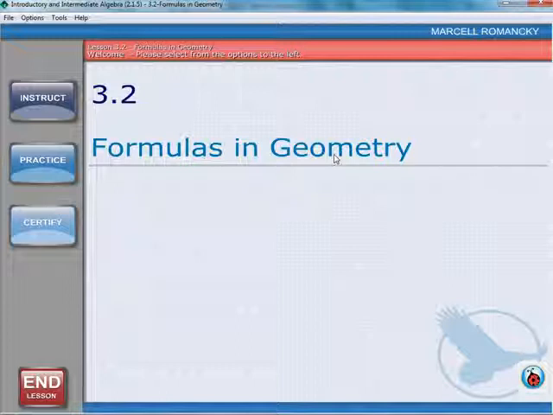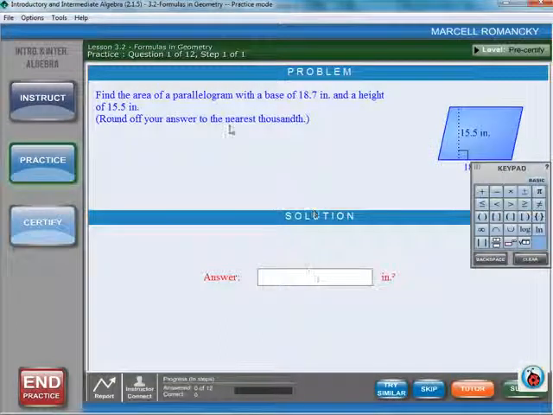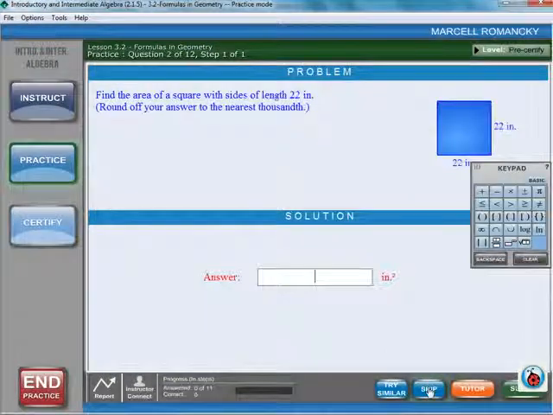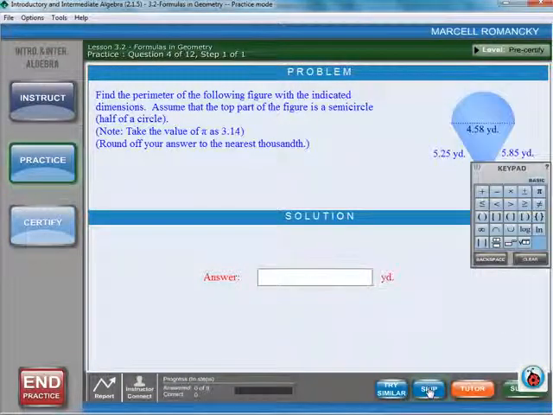Parallelograms, length or base times height is what you use for that one. And in these, it's only asking you for your answer. So this would be 18.7 times 15.5 to get your answer. See if we get a double shape at all. A square, side times a side. I think you're okay with that one too. I want to find one that's got double patterns in here. There we go. There's one.